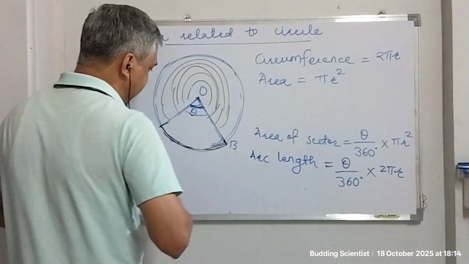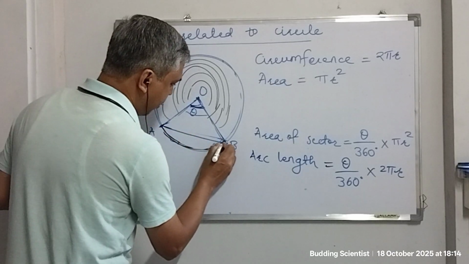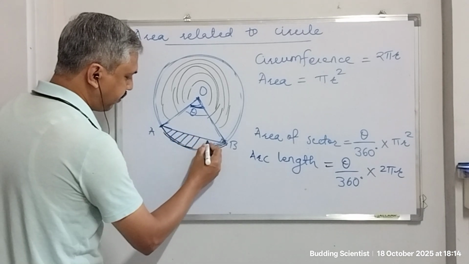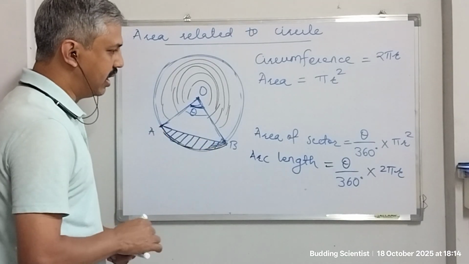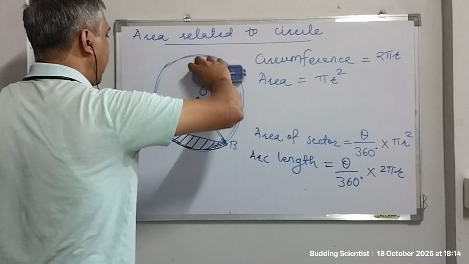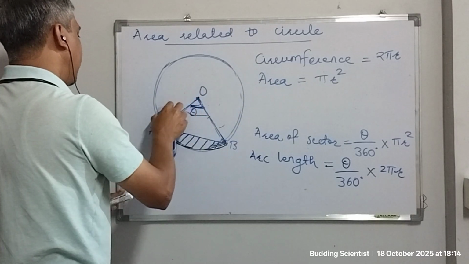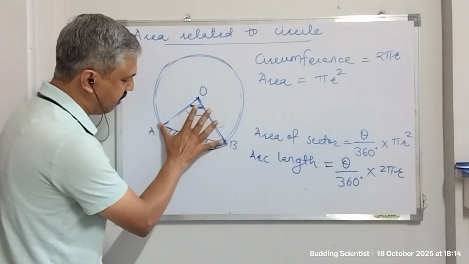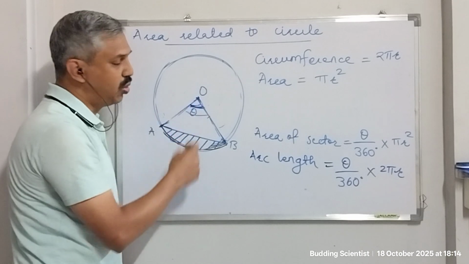So if I join from this A to this B, A and B join this area. Whenever we join A to B, we are actually dividing this entire circle into two different parts. This side AB, or this length AB, is basically the chord of this circle, and this chord is cutting the circle into two different parts.